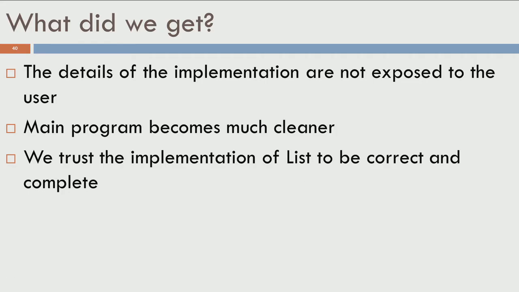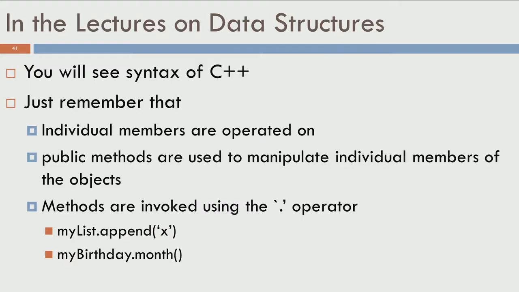This becomes much cleaner here, and we trust the implementation of the class list to be correct and complete. This is something that we get from the implementation of a class. This is the reason why we use C++ in the data structures lectures that are following. So, in the lectures on data structures you will see syntax of C++. Do not be bogged down by the syntax of C++, just remember that you have individual members that are going to get operated on or manipulated.